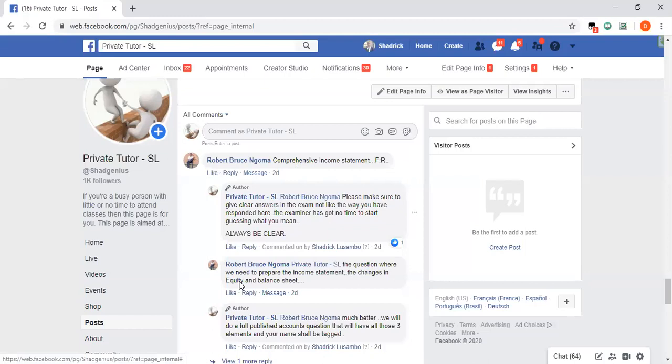So Robert was able to clarify and he said the question where we need to prepare the income statement, the changes in equity and the balance sheet. And last in our comment down here, you see we answered him and we said much better. We will do a full published accounts question that will have all three elements and your name shall be tagged. So yes, Robert Bruce Ngoma, we fulfilled our promise to you. And we are happy to tell you that the promise we made 2 days ago is now being fulfilled today.